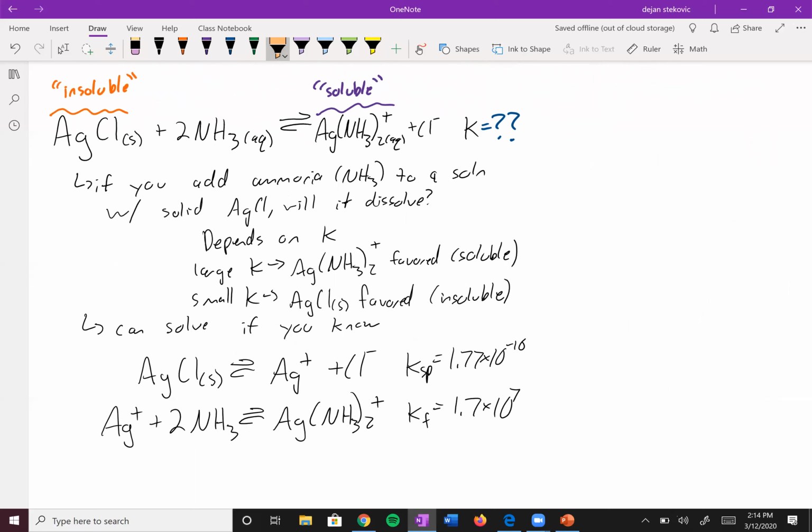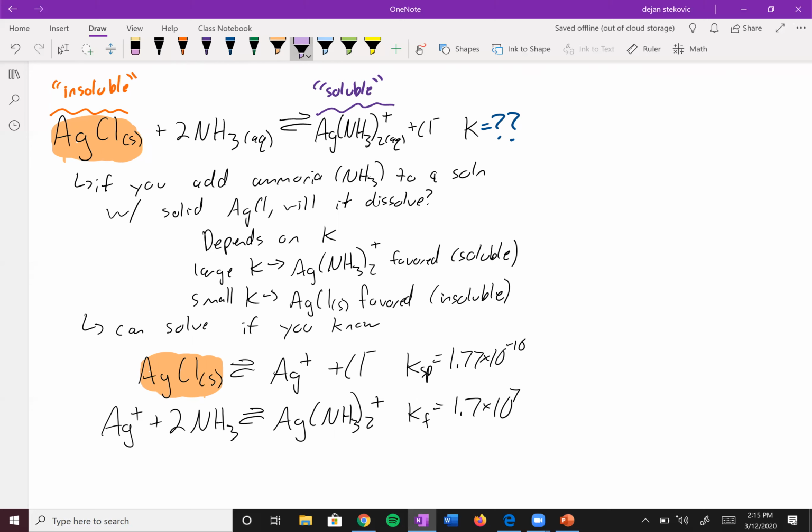So let's take a look at our overall equation and take a look at what we know, right? We have this overall equation that we don't know. And we start off in this overall equation with this silver chloride. In the stuff that we do know, where does the silver chloride show up? Right, in the first equation, as a reactant, right? Silver chloride dissolves into silver and chloride, right?